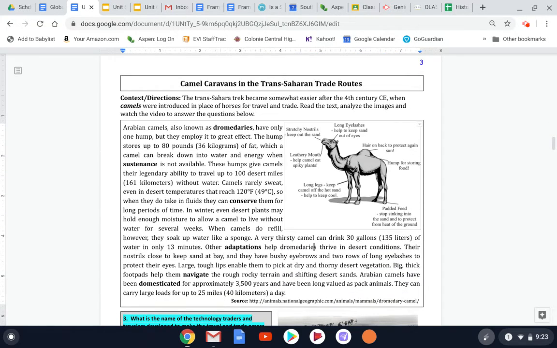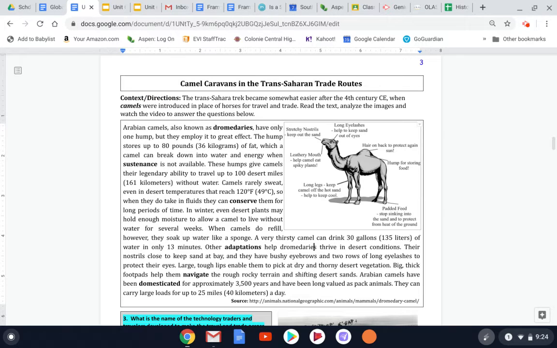Okay, so on page 3 of our packet, it's called Camel Caravans in the Trans-Saharan Trade Routes. So yes, these travelers and traders in the Sahara will be using a very similar, we're going to call it technology, but it's an animal. They're going to be using camels to help them adapt to their climate. So the context and directions, let's read this together.